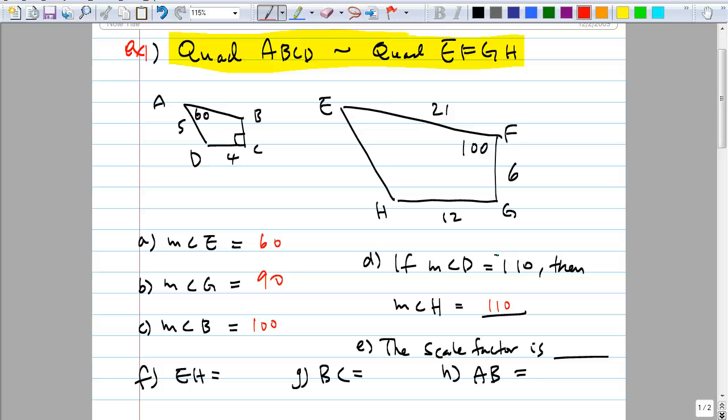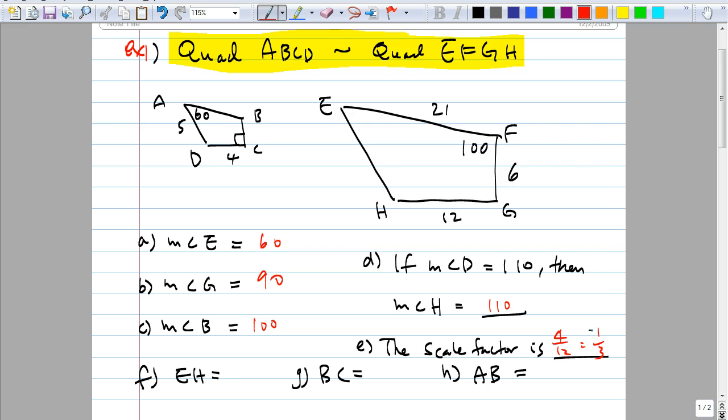How about Amy? 1 to 3. How'd you get 1 to 3? You're right, because it's 4 to 12, so it's 1 to 3. Correct? So since we know that the scale factor is 1 to 3, Eamon, how do you find EH?